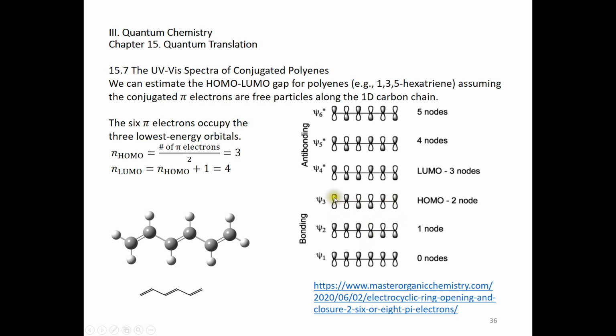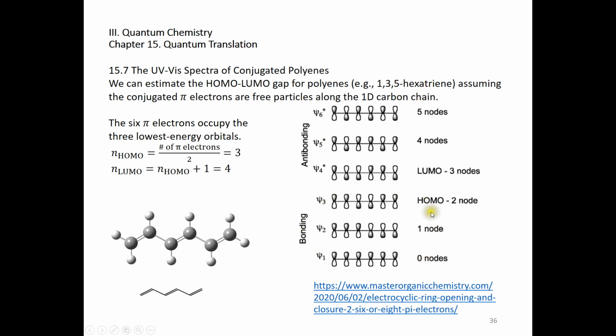Now this MO, plus, minus, plus. Between plus and minus, there's a 0. Between minus and plus, there's another 0. We have 2 nodes. Here we have 3 nodes, 4 nodes, 5 nodes. So from bottom to top, we have 0, 1, 2, 3, 4, 5 nodes. And the energy increases as the number of nodes increases.